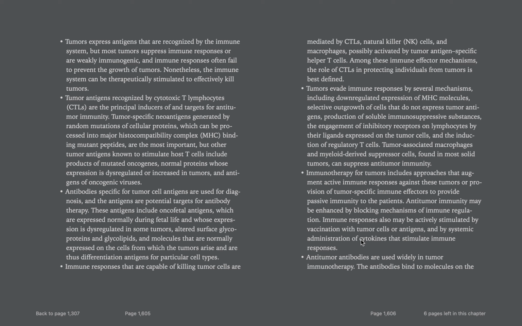Tumor-associated macrophages and myeloid-derived suppressor cells found in most solid tumors can suppress anti-tumor immunity. Immunotherapy of tumors includes approaches that augment active immune response against these tumors, and provision of tumor-specific immune effectors to provide passive immunity to patients. Anti-tumor immunity may be enhanced by blocking immunoregulatory mechanisms. Immune responses also may be actively stimulated by vaccination with tumor antigens and by systemic administration of cytokines that stimulate immune responses.